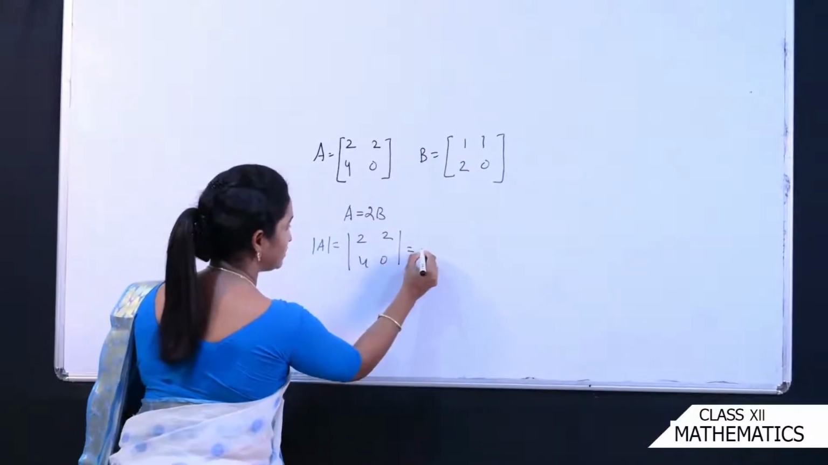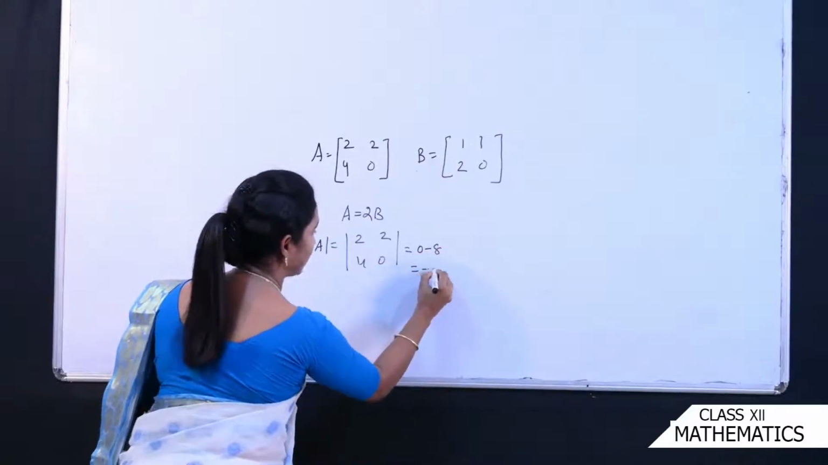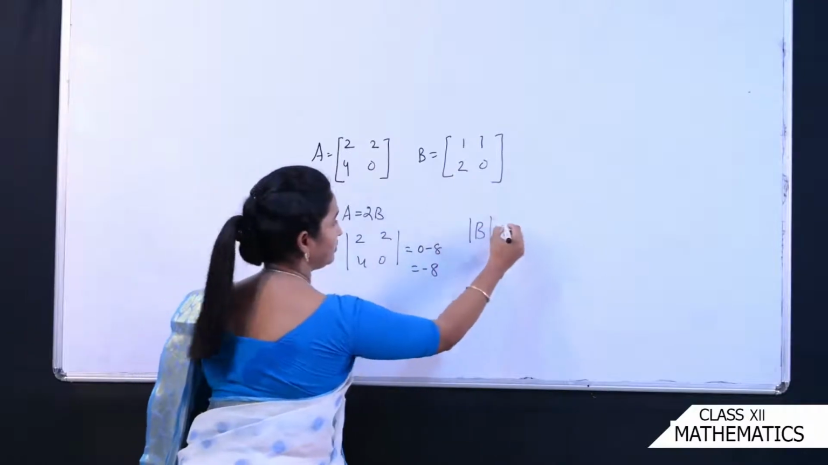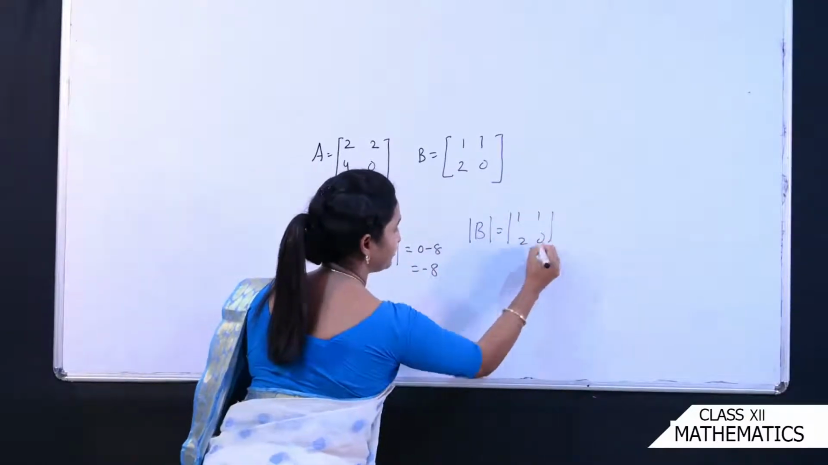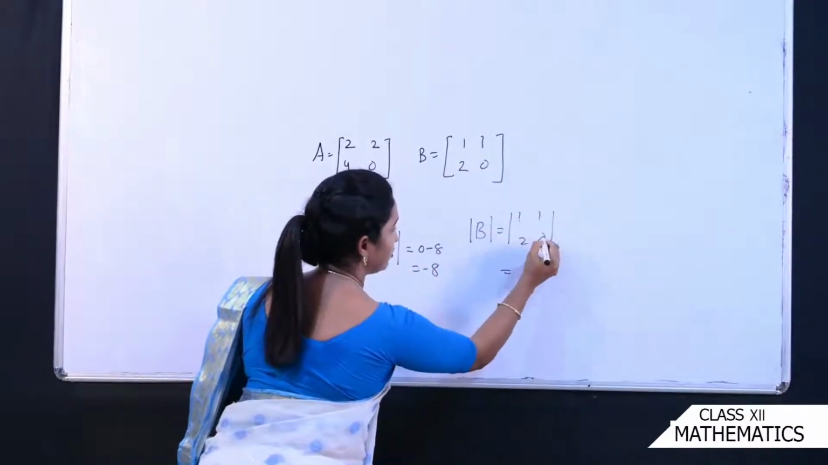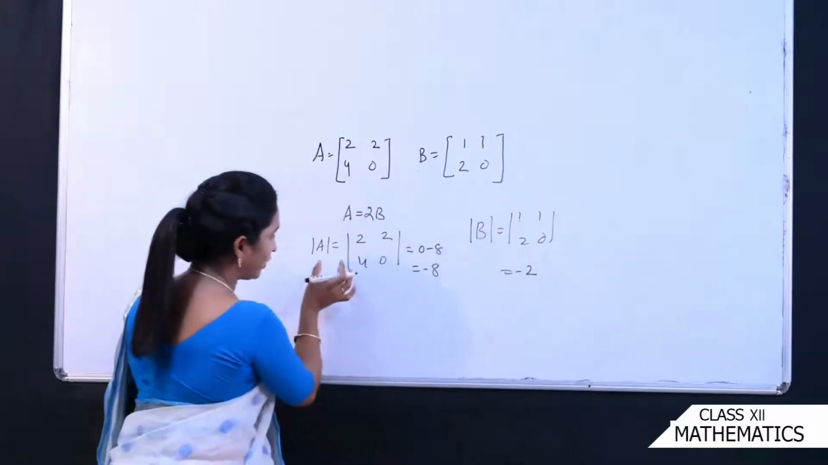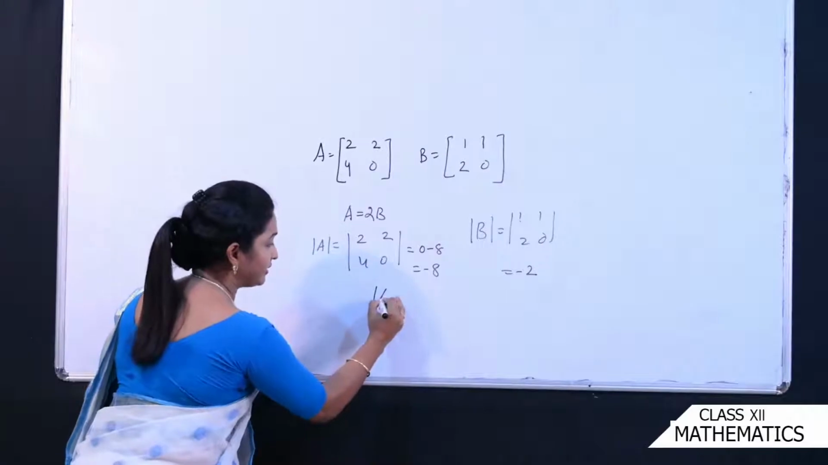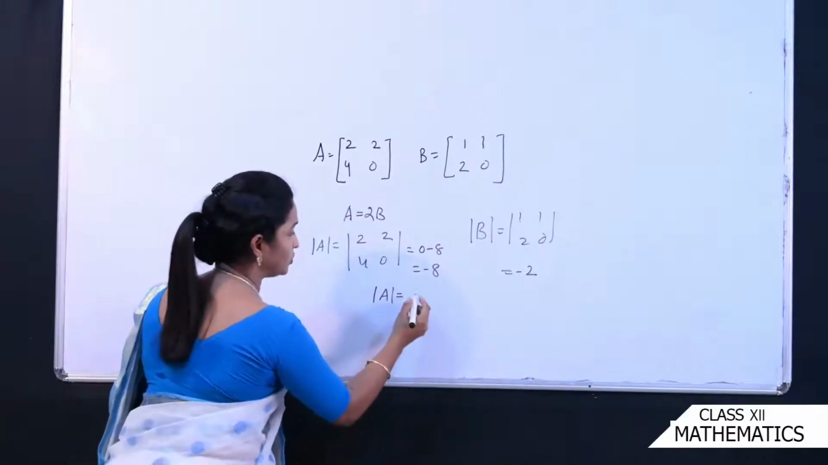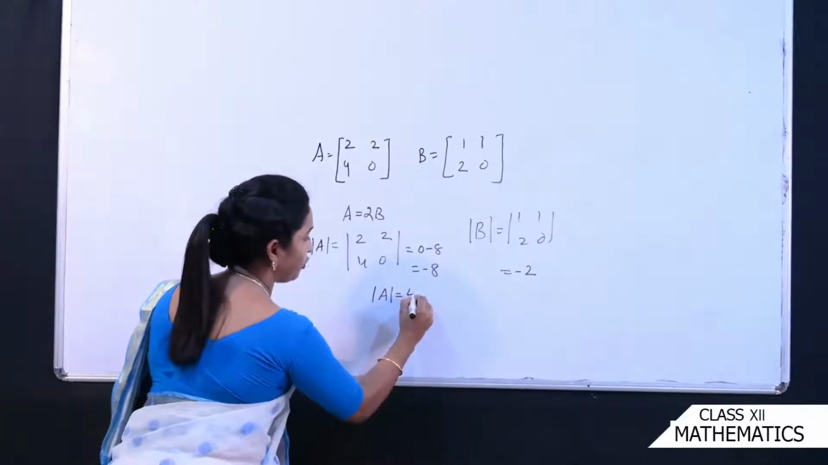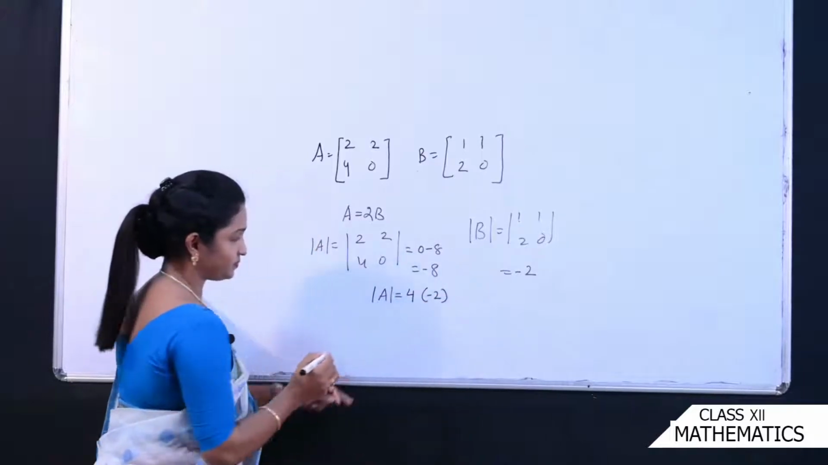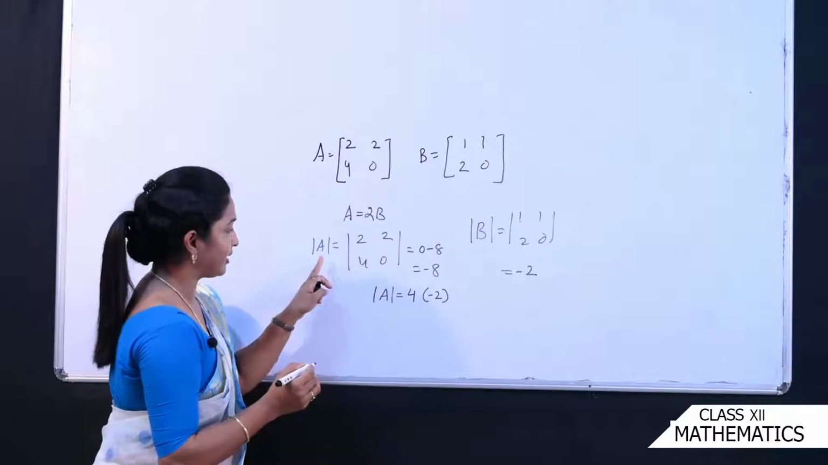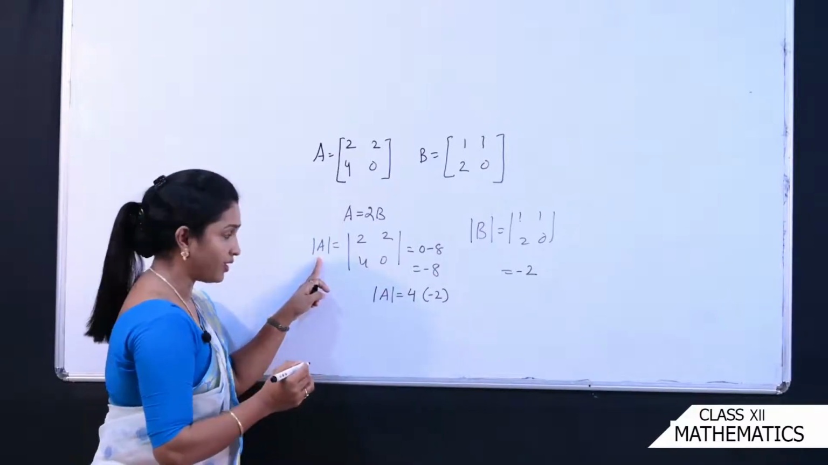Okay. Now, when you find the determinant of A separately, 2, 2, 4, 0, what are you getting? 2 times 0, 0, minus 8, and the answer is minus 8. Now, when you find the determinant of B separately, 1, 1, 2, 0, what are you getting? 0 minus 2, it is minus 2. Now what is the relation between determinant A and determinant B? The relation is determinant A is equal to 4 into minus 2, and when you do it, you are getting minus 8, which is what you get for determinant A.